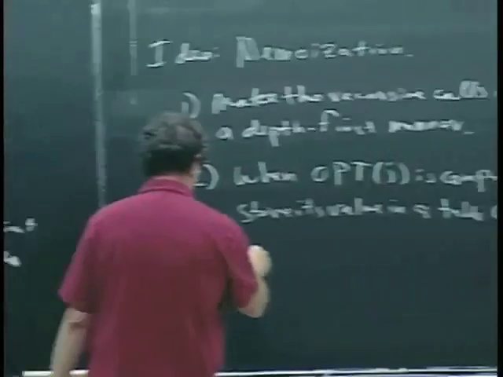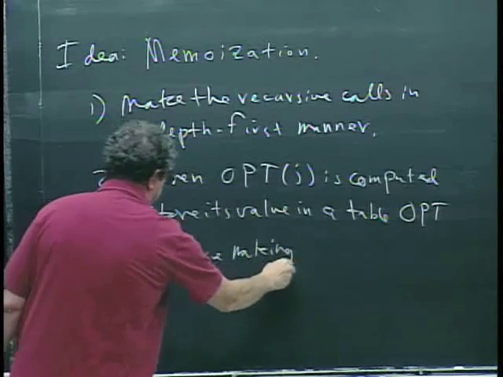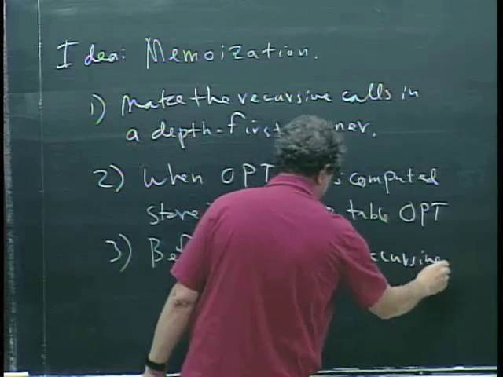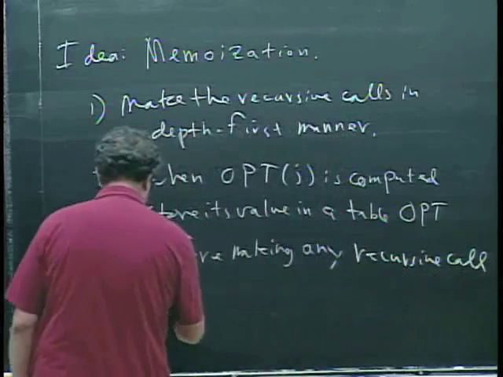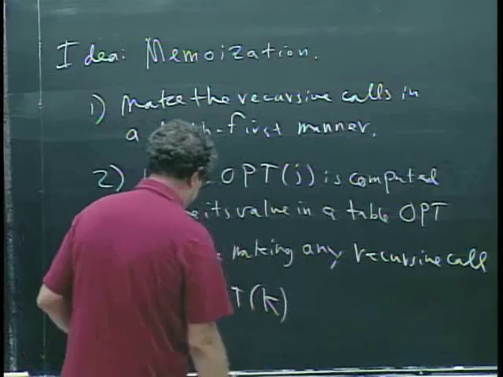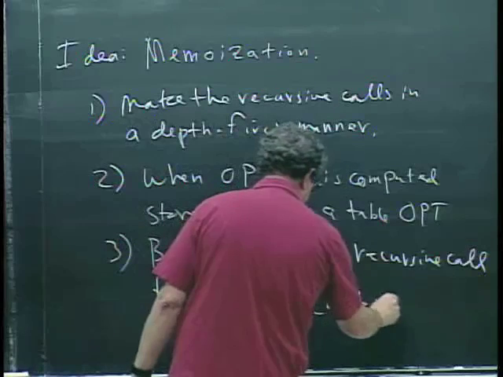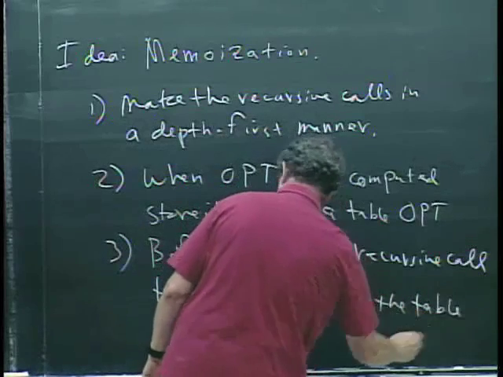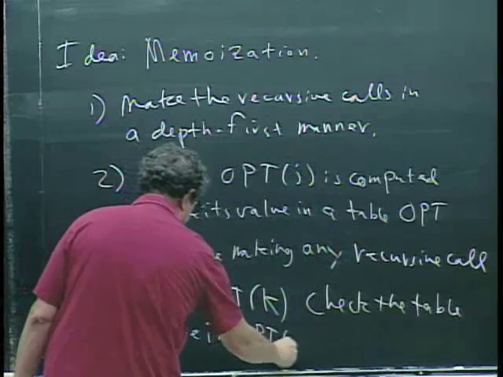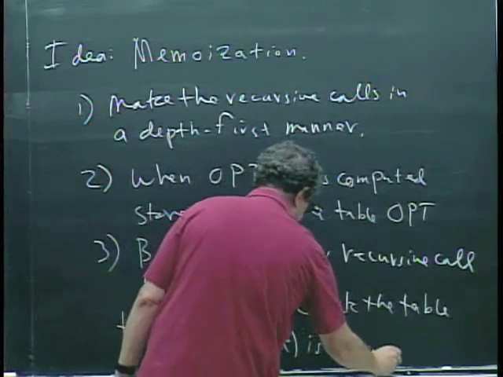Three, before making any recursive call to opt, I'll just use another variable just so we don't confuse things. Let's say to opt k, okay, check the table to see if opt k is already known. Okay?